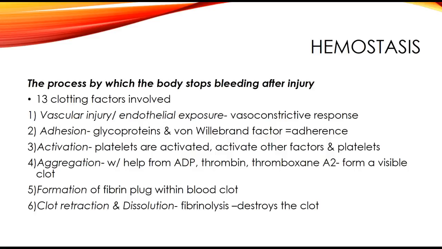Number 5 is the formation of a fibrin plug with a blood clot. So this is going to be a meshwork of proteins that form a tough kind of protein clot. And number 6 is actually clot retraction and dissolution. So this is the breaking up of the clots. Another name for that is fibrinolysis. This is where the clot is destroyed at the end of the process, where you create a fluid state with the blood again.